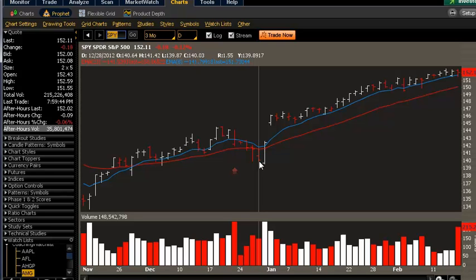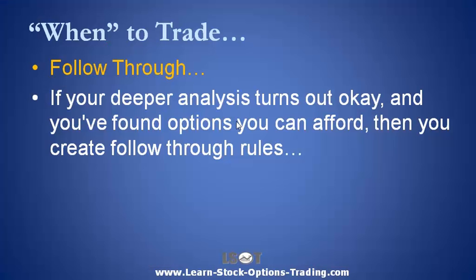So what I like to see is follow through. I like to see the stock continuing to go in the direction I want it to go, in this case, up. So again, if stock A does B, then I'm going to do C. In this case, if SPY goes up in price, which is B, then I'm going to do C. I'm going to buy my call option. That's all follow through rules are.